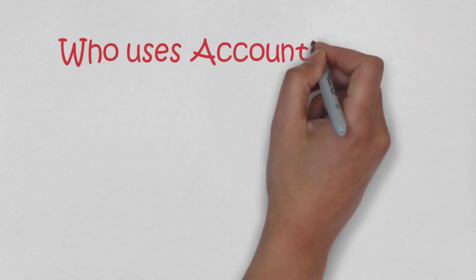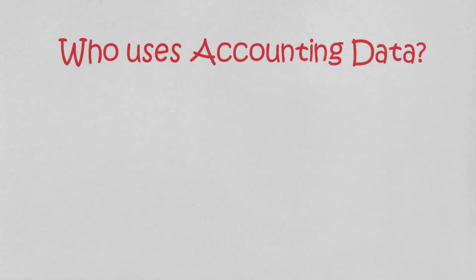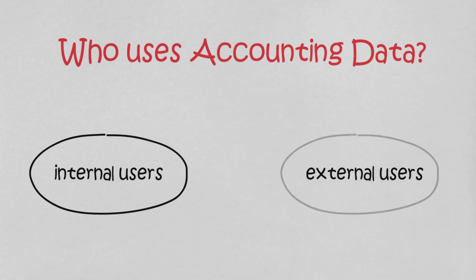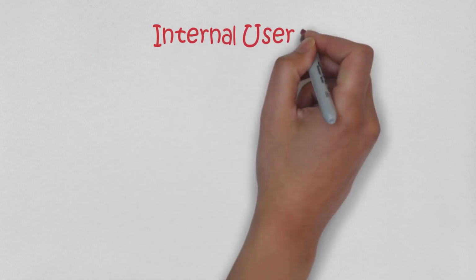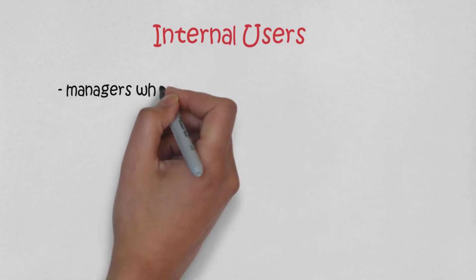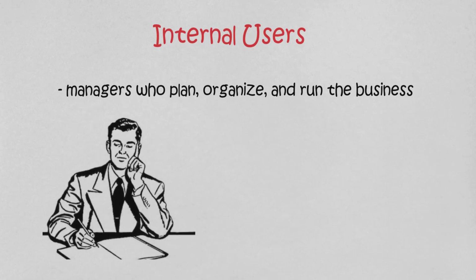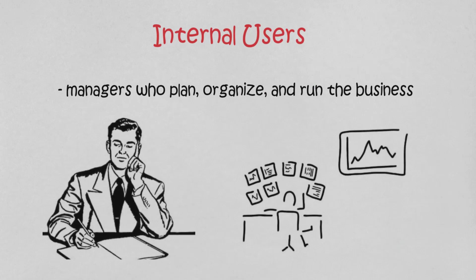We already know what accounting is and what it consists of. One question we might want to answer is, who uses the accounting data we provide? Well, there are two broad groups of users of financial information: internal users and external users. Internal users of accounting information are managers who plan, organize, and run the business. These include marketing managers, production supervisors, finance directors, and company officers.